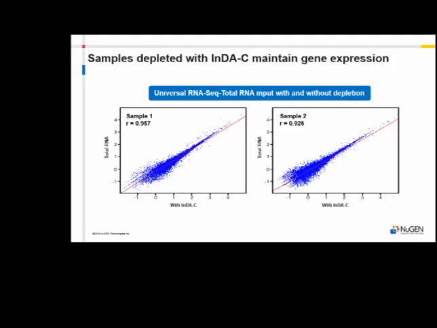So shown here is an experiment showing the gene expression. In this, we looked at the difference between a human brain sample and a human universal reference RNA, and looked at the global gene expression changes and compared the depleted and non-depleted samples. And in both of these samples, you see a very high correlation between the non-depleted and the depleted samples.